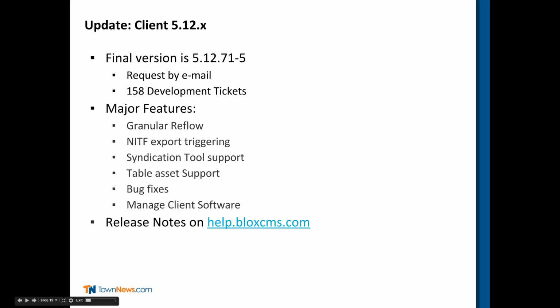One is this client that we're talking about here. The final version of 5.12 ended up being 5.12.71. There are some renamed versions that go all the way up to .75 that are getting pushed to the appliance, but there's no functionality difference. It's just simply some numbering to get it pushed to the appliance. It was a huge release, 158 separate development issues in this 5.12 version.